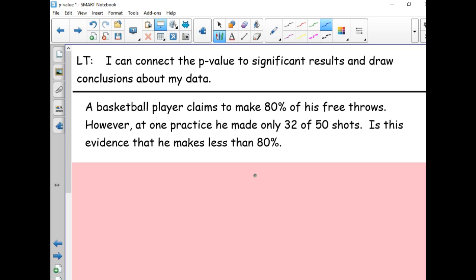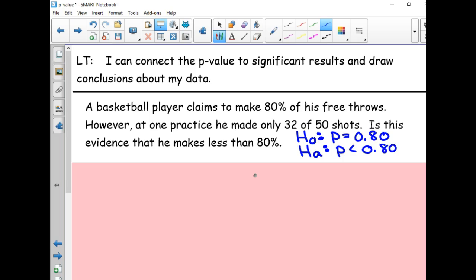So yesterday we went through the state part and the do part. I want to just talk about the state. Yesterday we said, hey, well, what should happen? Our null hypothesis. What should happen is the claim. He's claiming 80% of his free throws he's going to make. But the suspicion is he makes less than that.